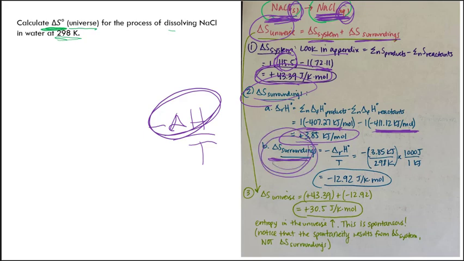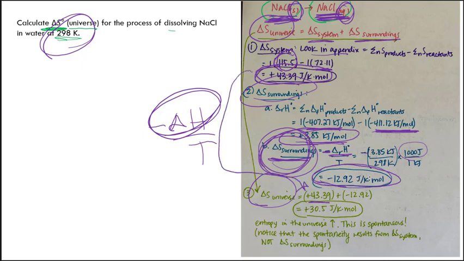To then find the entropy of the surroundings, I need to take that delta H, find the negative of that, and divide it by that temperature. The standard temperature is 298 Kelvin. So negative 3.85, I need to times it by 1,000 and divide it by 298. I got a surroundings value of negative 12.92 joules per Kelvin mole. Now I can just add them together. 43.39 from step 1, negative 12.92 from step 2 gives me a value of plus 30.5.